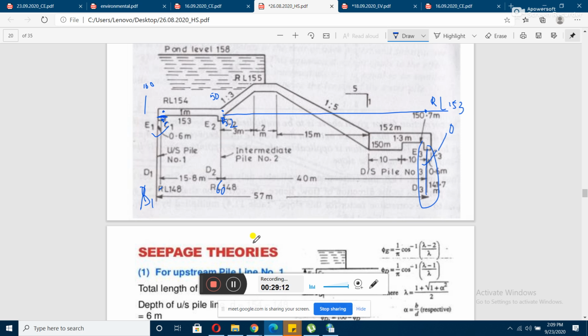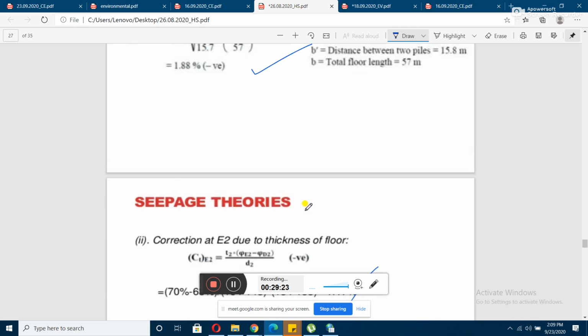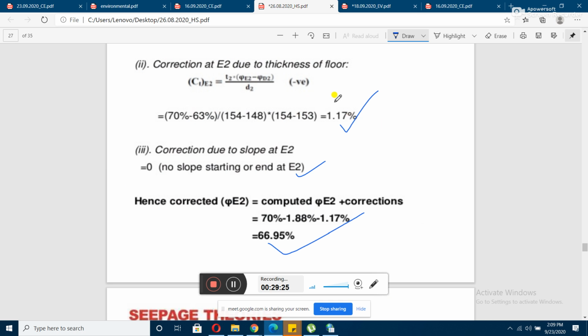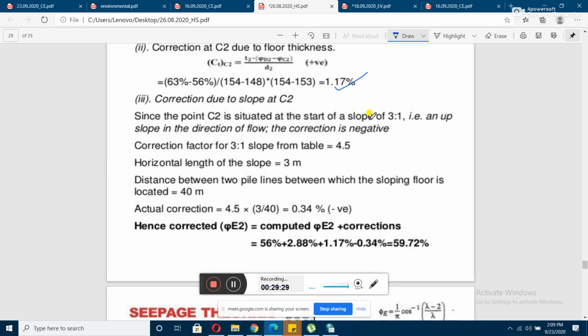As I have already discussed, on the downstream side of the pile, due to the floor thickness, you have to do a positive correction. So here you need to do the positive correction, you can see that. Okay, so similarly your unitary method has been carried out for this part, you can see that it turns out to be 1.17. Okay, so the next part is correction due to the slope of the floor.